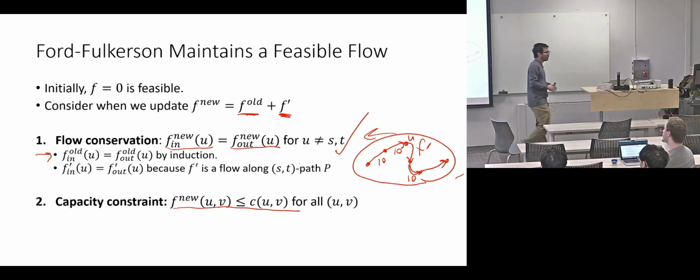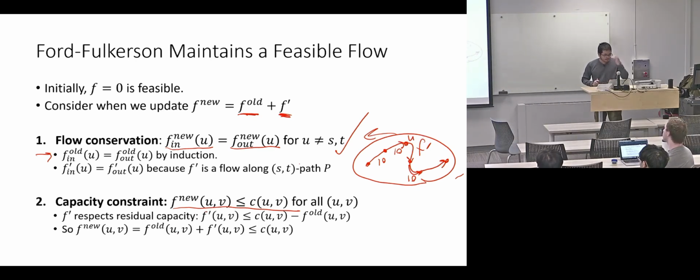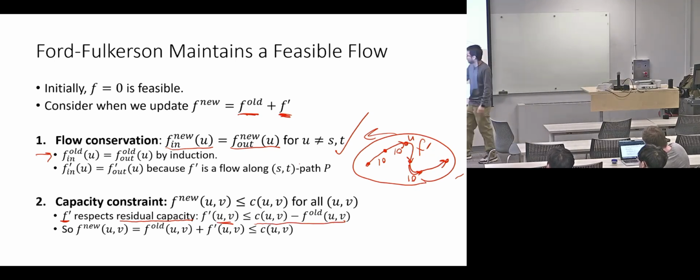Okay, so let's try to prove this formally, right? F prime here respects residual capacity, remaining capacity. So for every U and V, the amount of flow here is at most capacity minus F old. This is just the residual capacity of this edge with respect to F old. So it means that the value of flow from U to V, which is this plus this, is at most the capacity.